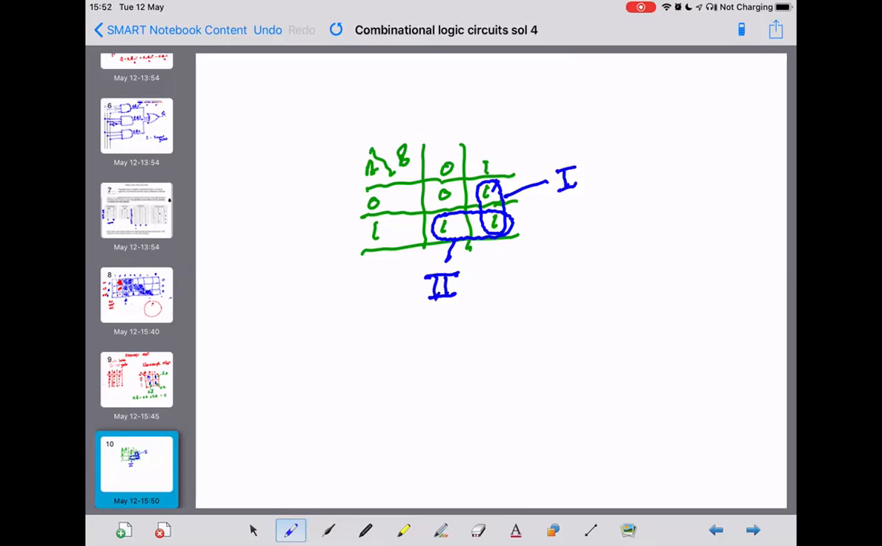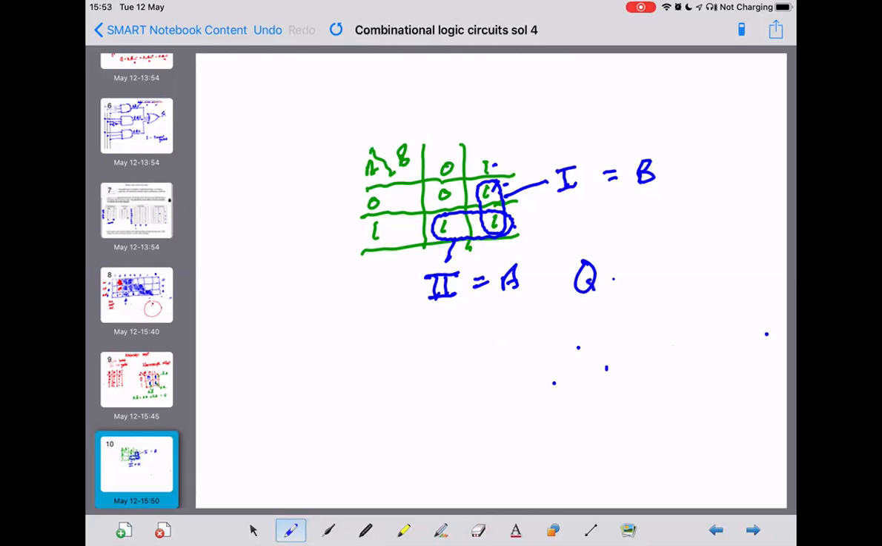Now, in this group 1 here, if we look to the left, I can be either 0 or 1. So I doesn't matter in that column, but B doesn't change. We have to have B. So that one is equal to just B. We look at the two values there, two columns. I changes from 0 to 1, so we get 1 whether we have I or not, as long as we've got B. And then across here, we must have I, but B changes from 0 to 1, so we don't bother about it. So that one equals just I.